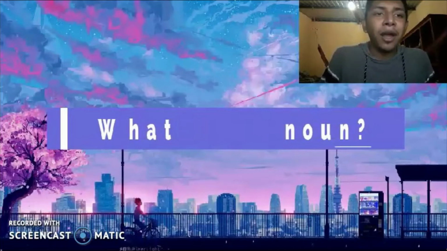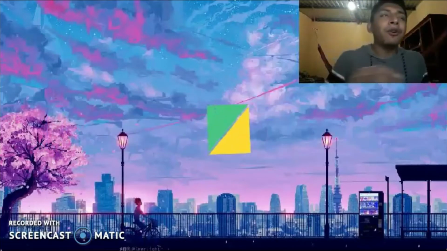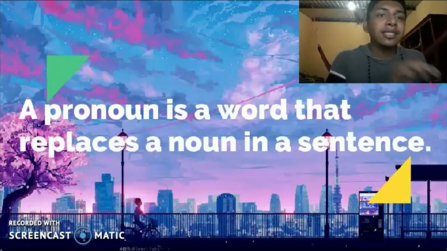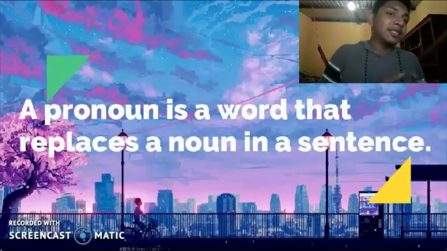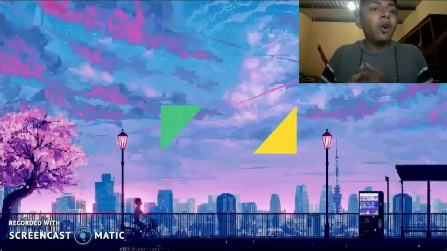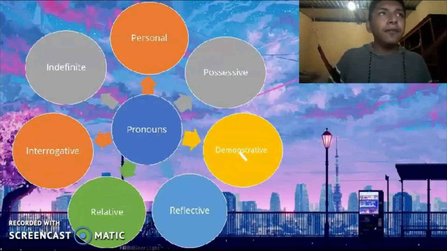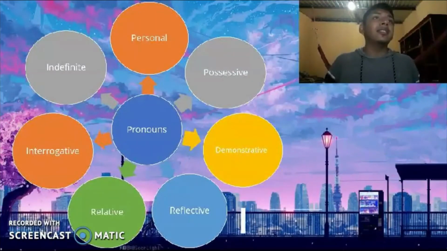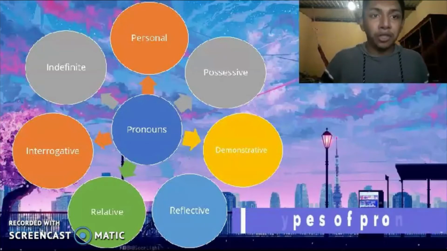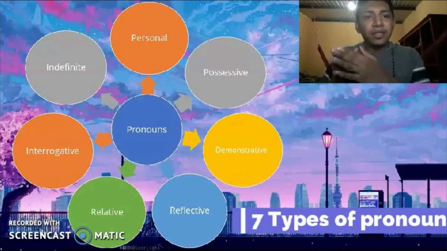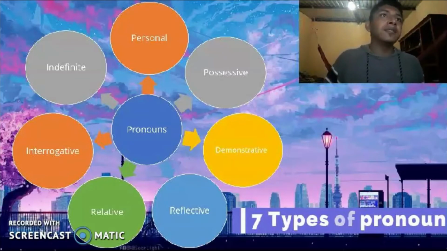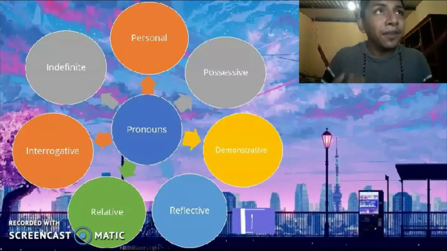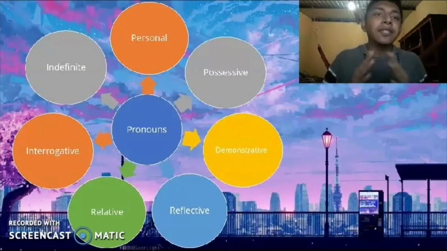What is a pronoun? A pronoun is a word that replaces a noun in a sentence. Remember that a noun can be a person, place, animal, thing, or idea. We have 7 types of pronouns, and these are the ones you can see on the screen. We have the personal pronouns, the possessive, demonstrative, reflexive, relative, interrogative, and indefinite pronouns. There are the 7 types.